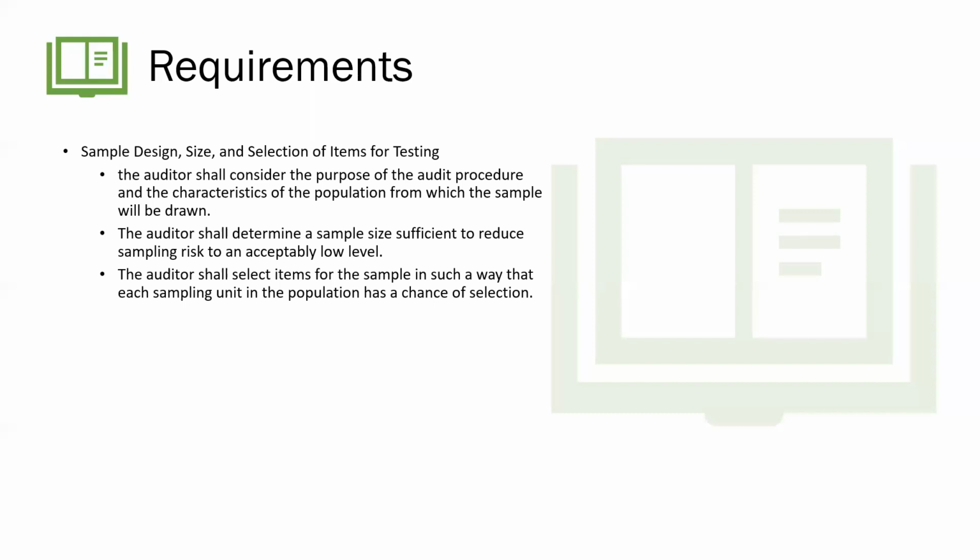Items that are above your materiality as an auditor would have a higher chance of selection, and items that are below your trivial threshold would have a lower chance of selection, but having them included in the population means they have a chance of selection. So this does not necessarily mean that they have an equal chance of selection.